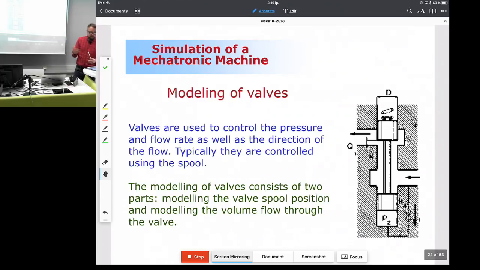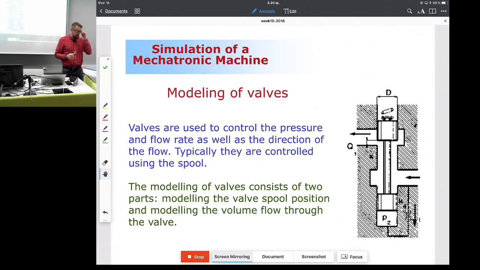Okay, so modeling the valves. Let's make a few general observations first. Valve modeling is typically something where, first of all, we have to make a model of the spool position. The spool is a mechanical component that moves to different locations, either because of pressure forces, spring forces, flow forces, or magnetic forces. But we first need an idea of where this moving component is located. Once we know that, then we can make a simple model that describes the flow rate through the component.